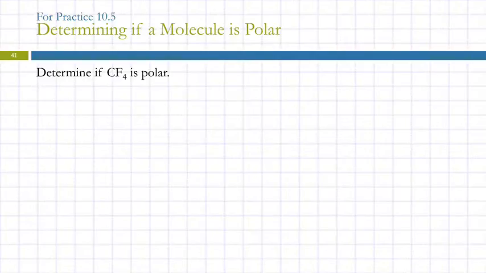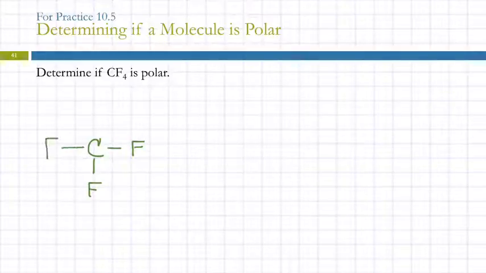So let's do CF4, carbon tetrafluoride. What do we have to do first? Draw a Lewis structure. So the Lewis structure is going to look like this. I'll spare you all the counting by 2.